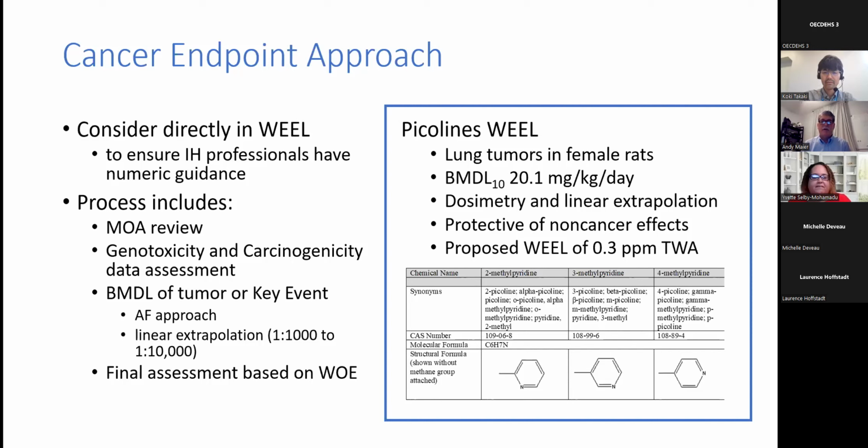And then we'll make a final assessment based on the weight of evidence. In a recent example, a document that's going out for public review soon, is Piccolines, where the WEEL is based on lung tumors in female rats from an oral study. A benchmark dose model was conducted. We did dosimetry and linear extrapolation. That actually was not that far off from the WEEL we would have derived from non-cancer effects. It has a proposed WEEL of 0.3 ppm, time weighted average with a skin notation.